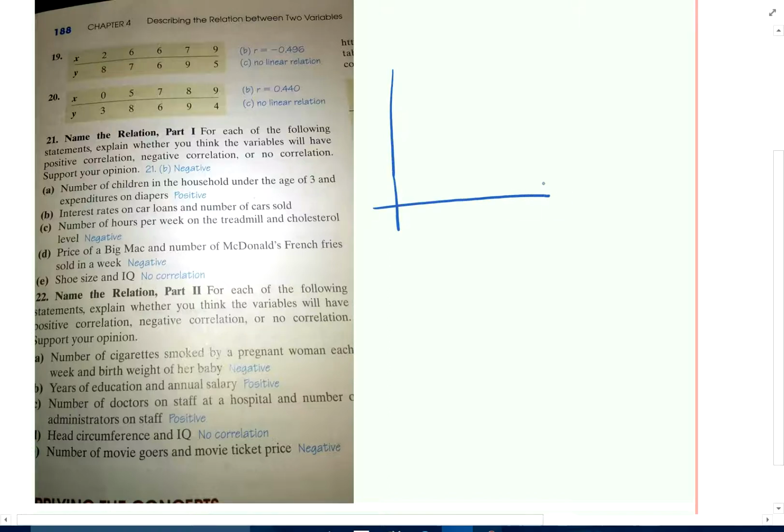I like drawing graphs to see these. Okay, number of children in the household under 3 and the expenditures on diapers. So dollars, number of children. If you have more children, what's going to happen? Are you going to spend more money? Here you have one child under 3, you spend this much. You have another child, you're going to spend more, more, more. Yeah, you're going to spend more money. It's positive, right? More children, more diapers, spend more money.